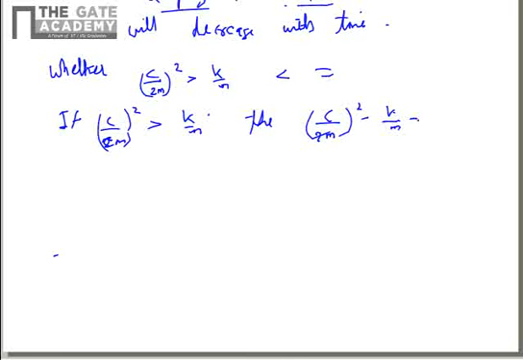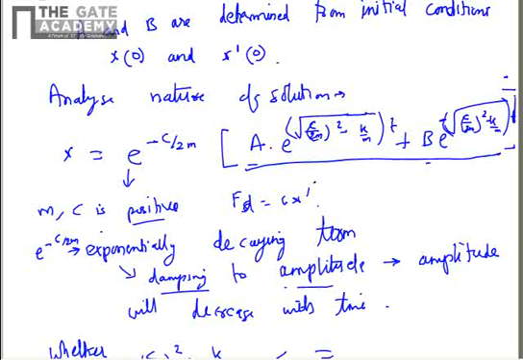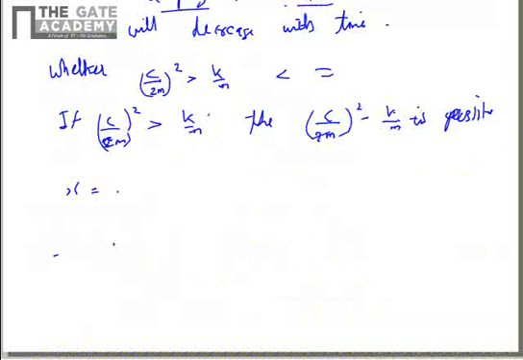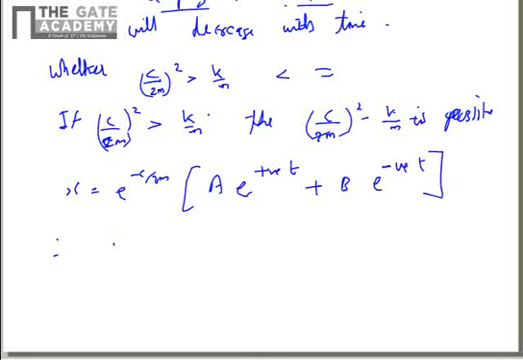So if (c by 2m) whole square is greater than k by m, then (c by 2m) whole square minus k by m is positive, and the quantity inside the bracket, x equal to e to the power minus c by 2m multiplied by A e to the power a positive quantity multiplied by t, plus B e to the power a negative quantity multiplied by t. Both of these are simple exponential functions. This is an exponentially growing function, e to the power positive t, and this is an exponentially decaying function.